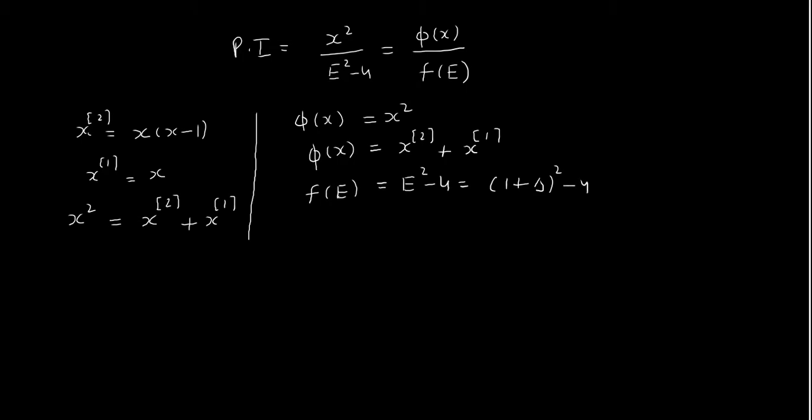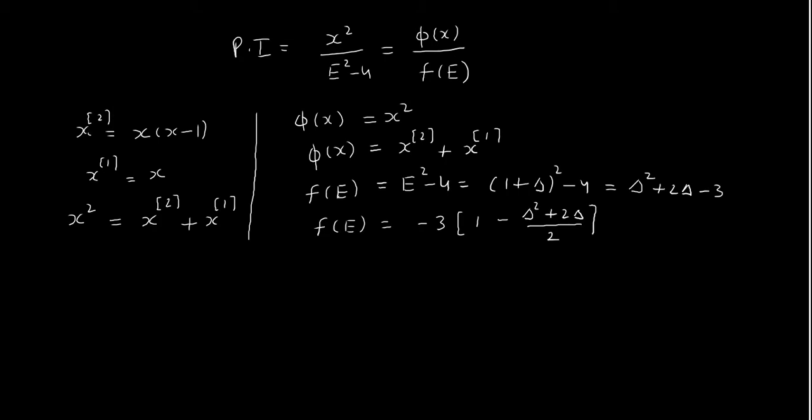After simplification, what do we get? We get delta square plus 2 delta minus 3. What is our aim? Our aim is to write the f of E in terms of 1 plus delta. So f of E equals, if we take minus 3 outside, so this becomes minus 3 outside, then inside what will happen? This becomes 1 minus (delta square plus 2 delta) divided by 3. So this one is in terms of delta.